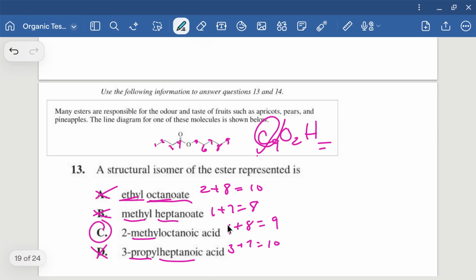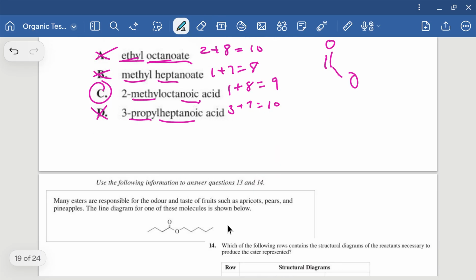If it's a carboxylic acid, we definitely have the double bond oxygen, single bond oxygen. So we'd also have 2 oxygens. And then we can double check, draw it out, and we should see that our hydrogens are the same. And so yeah, C is our answer.